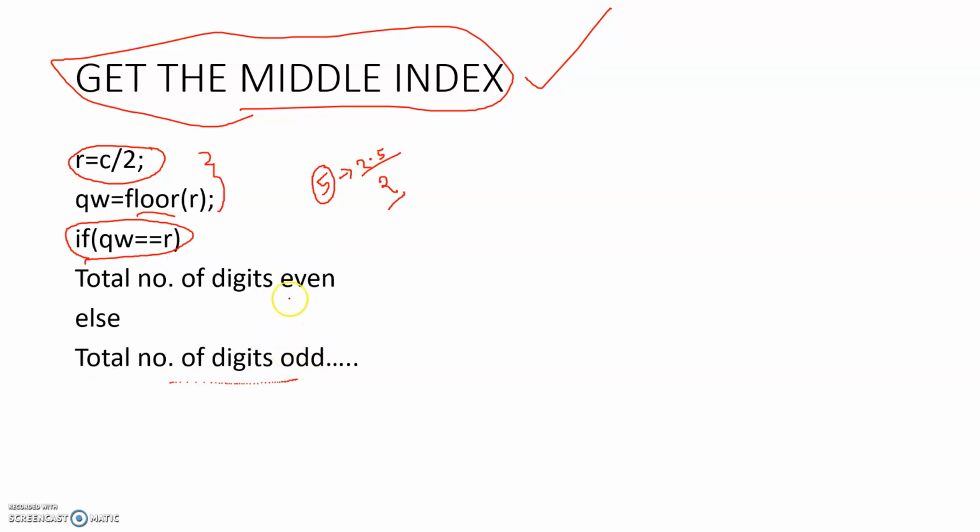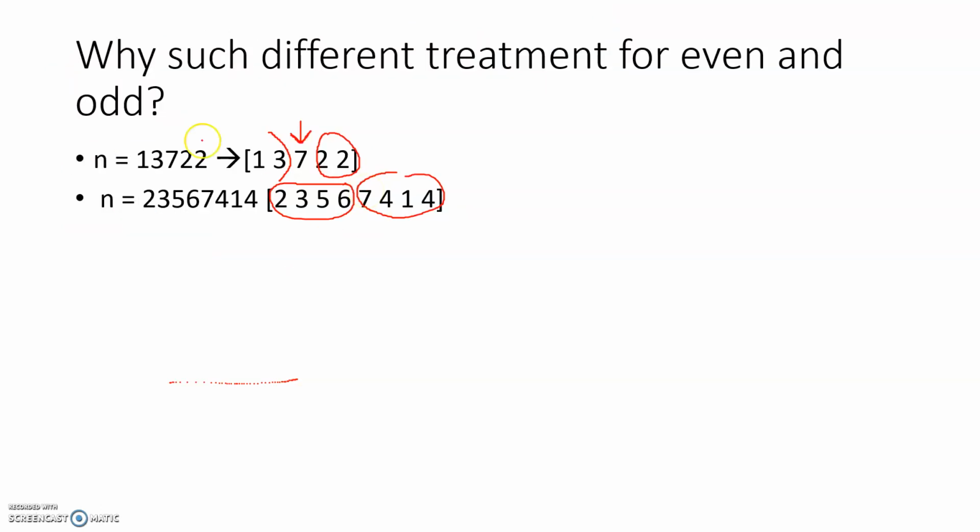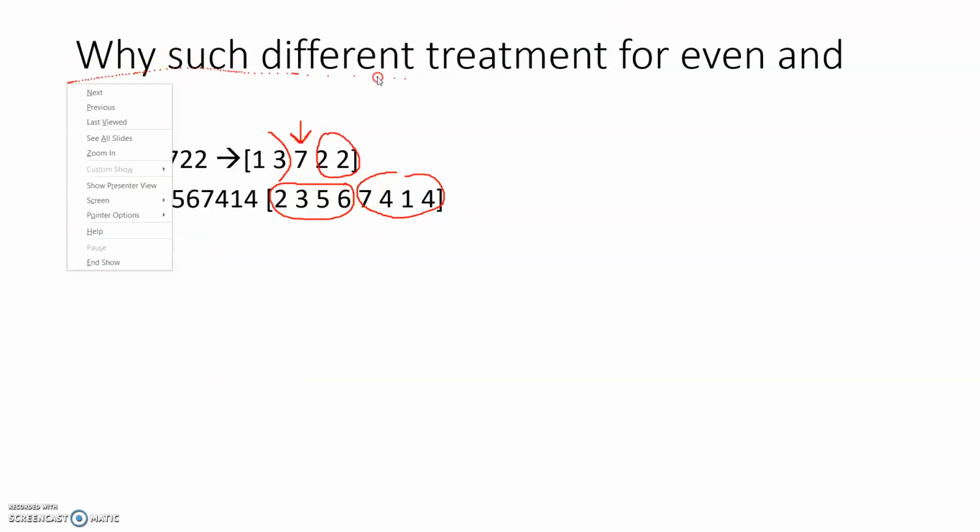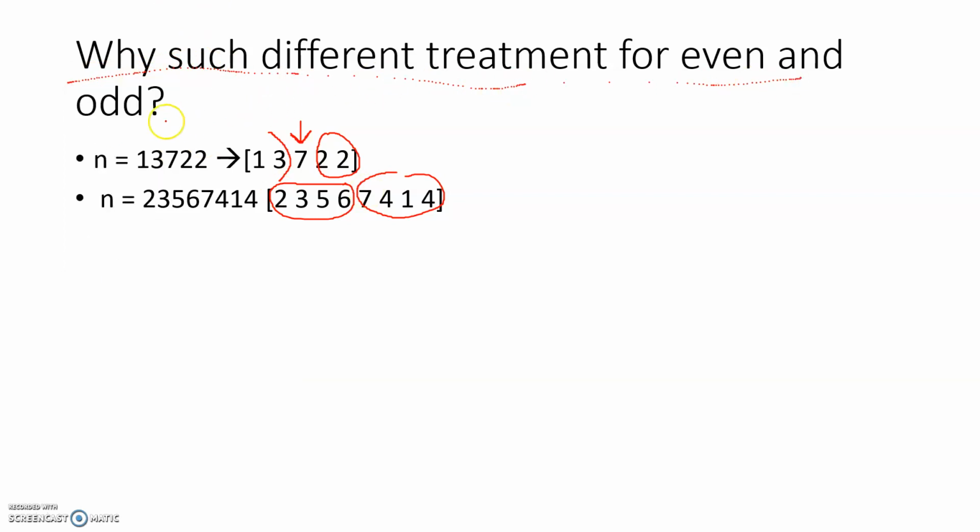So first we have calculated whether the total number of digits are even or odd. Why we have treated these two operations? So that question is, why such different treatment for even and odd numbers? Because you just see, if you consider this particular number 13722, here this has total number of digits as odd. So what you will do, you just take first the middle, r equal to c by 2, c is equal to 5, 5 by 2 is 2.5, then you take the floor operation, then you will get 2 for this particular number.